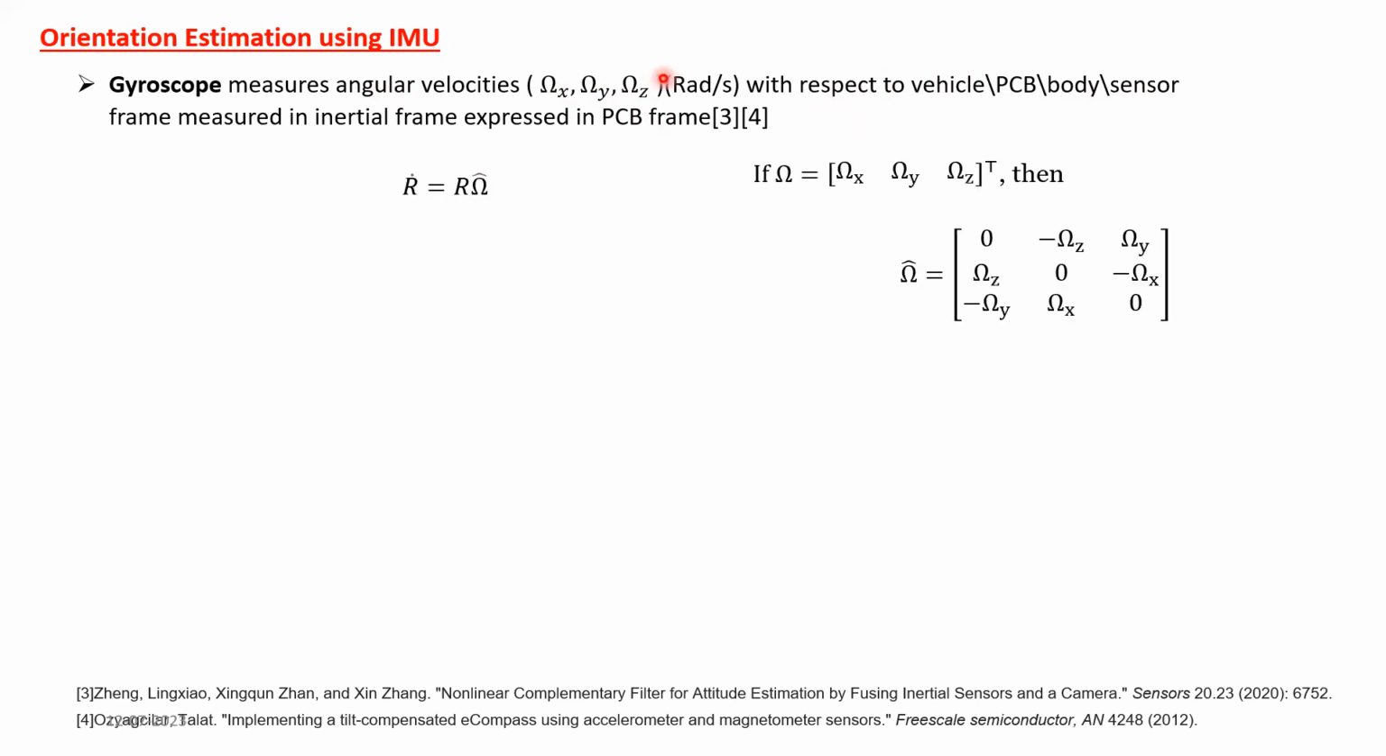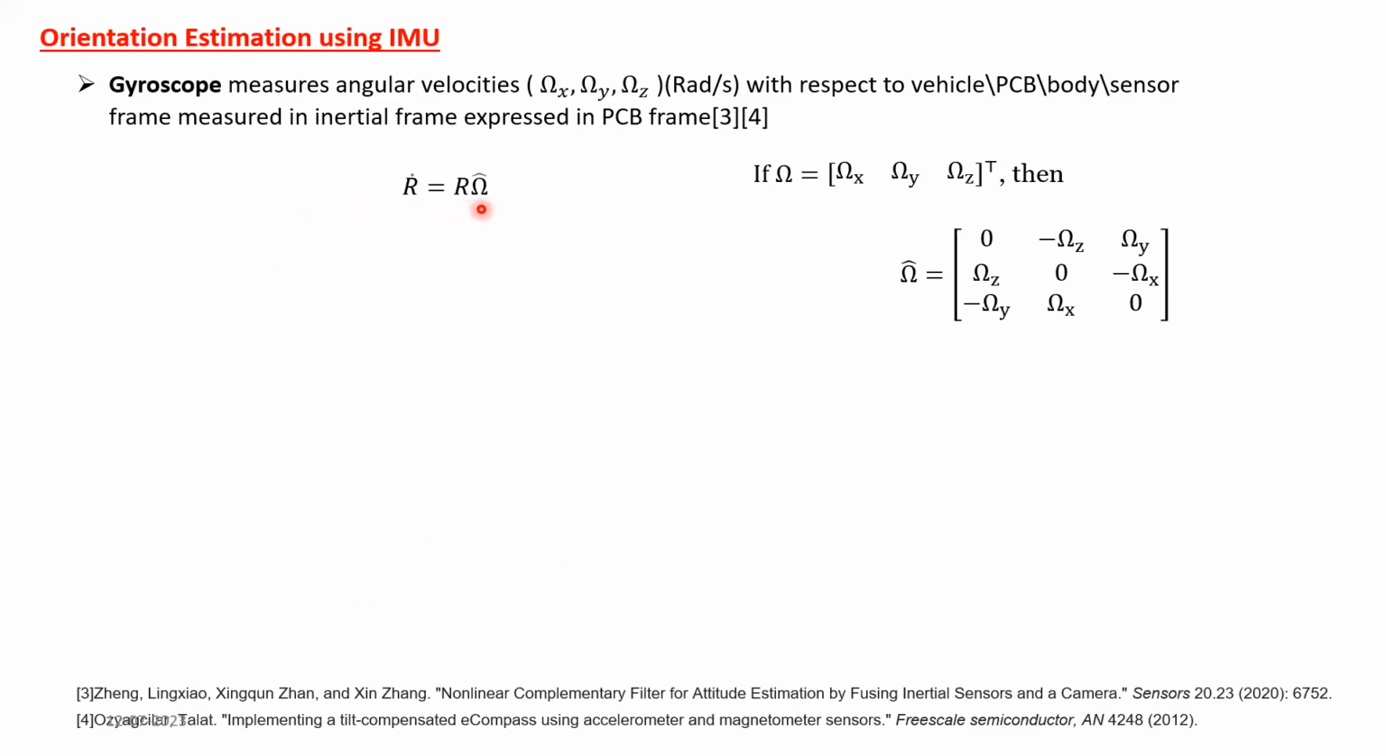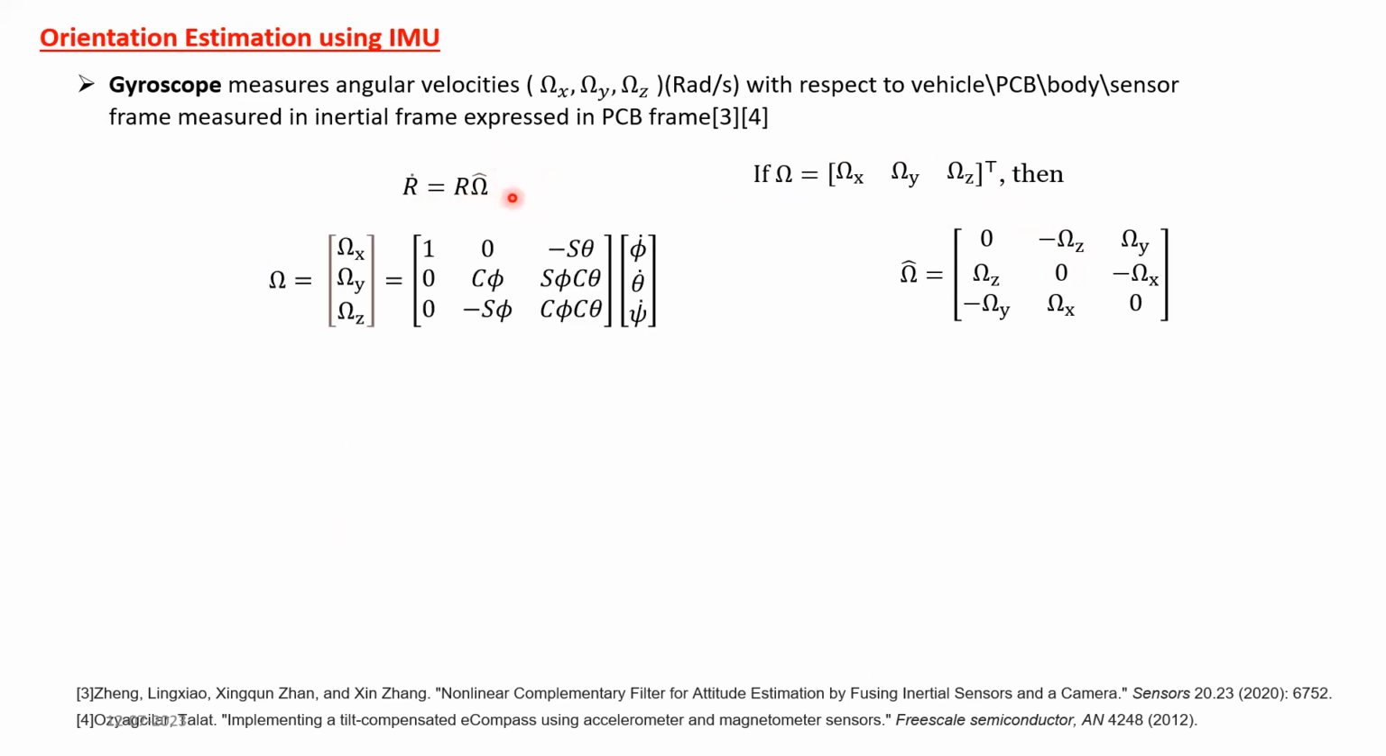So the gyroscope gives measurements with respect to the body frame. There is a well-known kinematic equation of rigid bodies: R dot equals R omega hat, where R is the rotation matrix, differentiated with respect to time, and multiplied by omega hat. Omega is the vector omega x, omega y, omega z, which is converted into a skew-symmetric matrix, the omega hat. By formulating and solving this, we get omega x, omega y, omega z in terms of phi dot, theta dot, and psi dot.